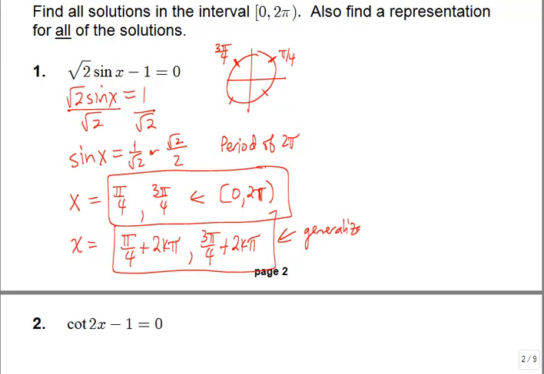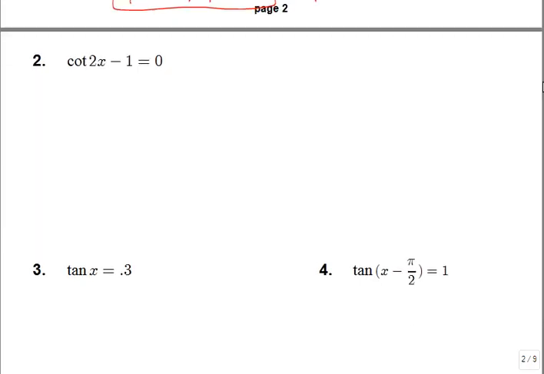Okay, so let's try another example. Let's take a look at cotangent of 2x minus 1 equals 0. Okay, so if we take a look at this next example, the first thing we're going to want to do is isolate that cotangent of 2x on one side and get the 1 on the other side. So I'm going to go ahead and add that 1 over to the other side.